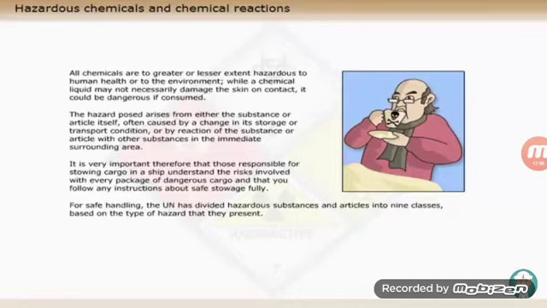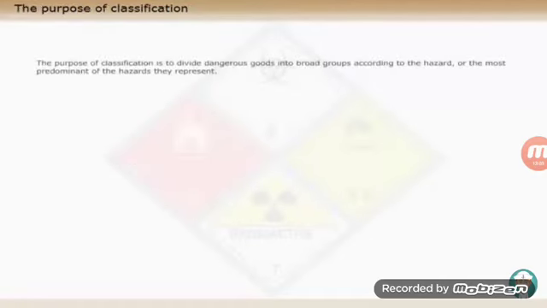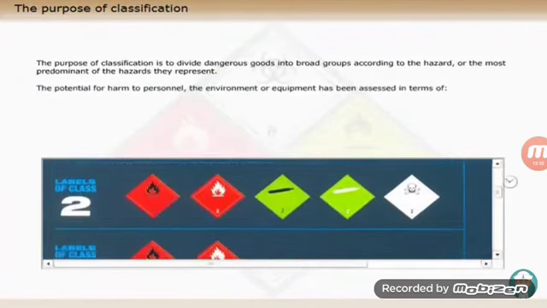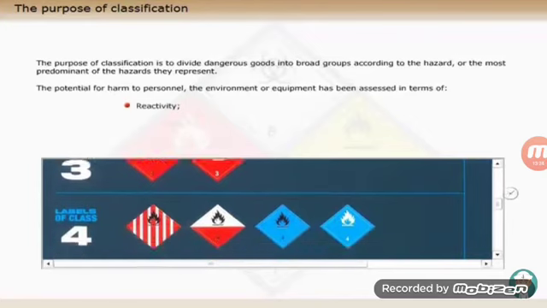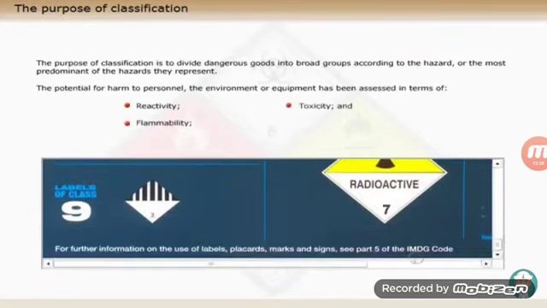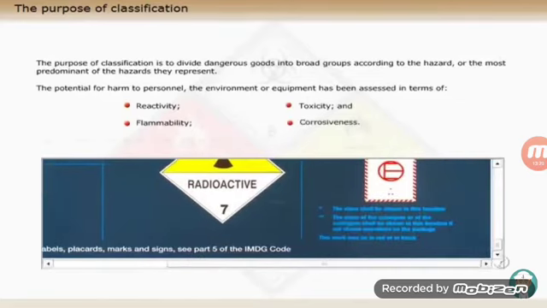The purpose of classification is to divide dangerous goods into broad groups according to the hazard, or the most predominant of the hazards they represent. The potential for harm to personnel, the environment, or equipment has been assessed in terms of reactivity, flammability, toxicity, and corrosiveness. Scroll down to see all the IMDG class labels.